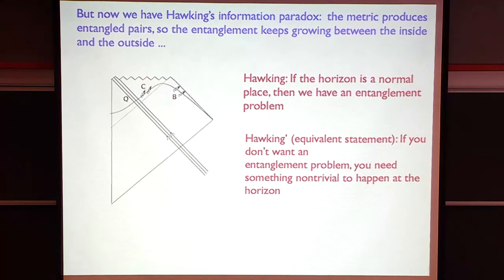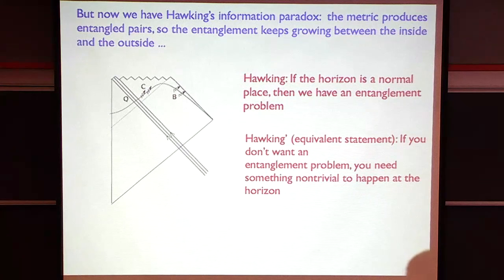Now if nothing happens at the horizon, that's where Hawking came up and told us about his paradox. The metric produces these entangled pairs, and the entanglement keeps growing between inside and outside. So this is what Hawking said in a cartoon form. If the horizon is a normal place like the lab, then we will have an entanglement problem by this pair creation. You can call this Hawking prime, an equivalent statement. This is the prime over here. If you don't want an entanglement problem, you need something non-trivial to happen at the horizon.